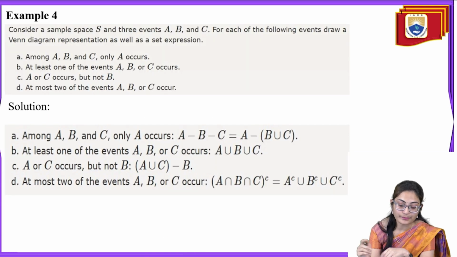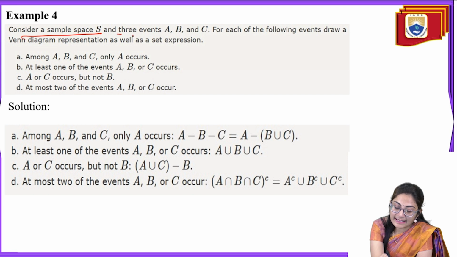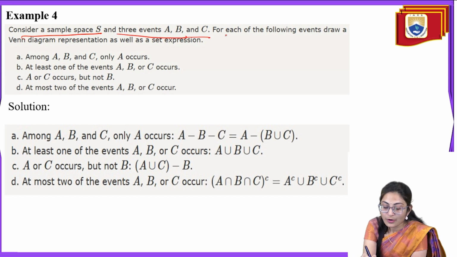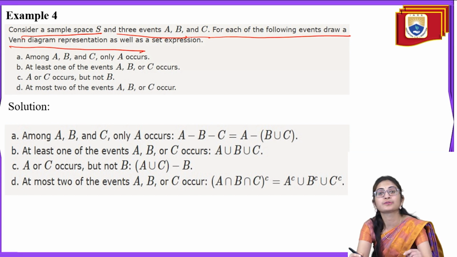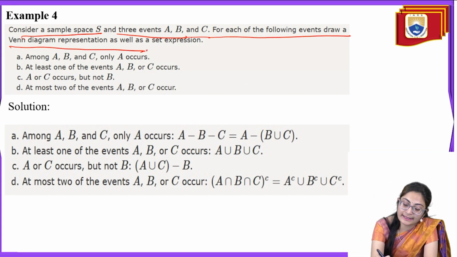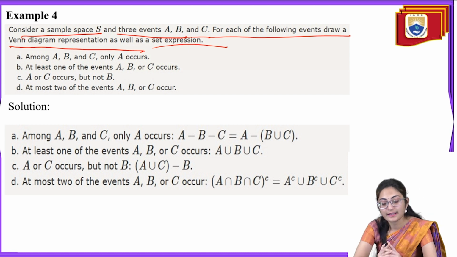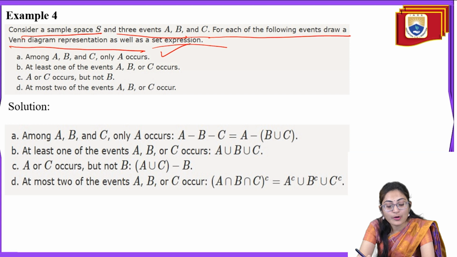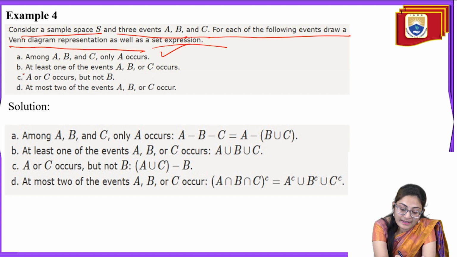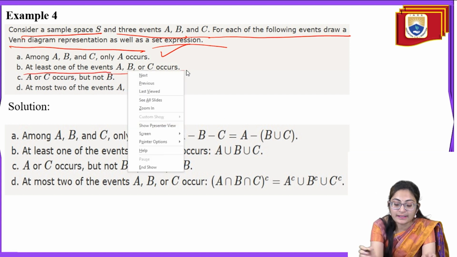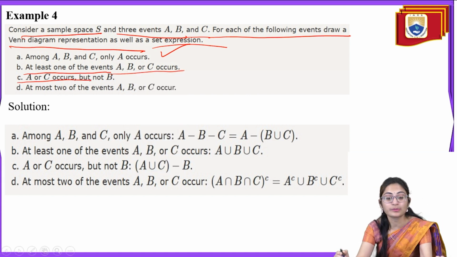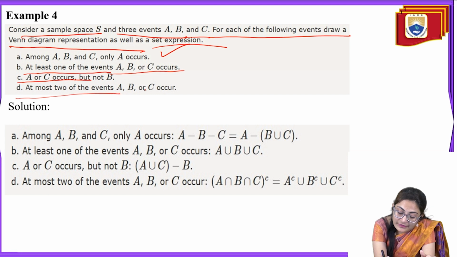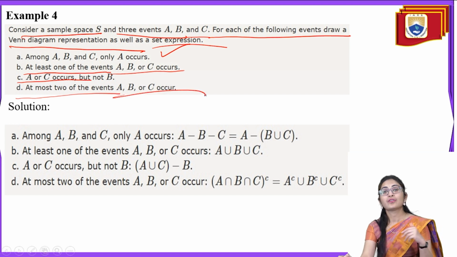Now, example 4. Consider the sample space S and 3 events A, B, C. For each of the following events, draw the Venn diagram representation as well as the set expression. A: among A, B, C, only A occurs. B: at least one of the events A, B or C occurs. C: A or C occurs but not B. D: at most 2 of the events A, B or C occur.